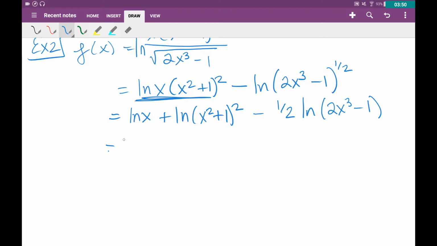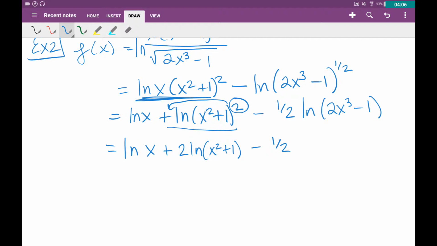Another expansion here. So the first one, there's nothing I can do with that. But this part right here, because of this square, I can bring that out front. So it's 2 times the natural log of x squared plus 1 minus 1/2 natural log of 2x cubed minus 1. Okay, so that's as far as I can break it down using just the expanding and condensing rules. So what I would do now is find the derivative of each individual piece.